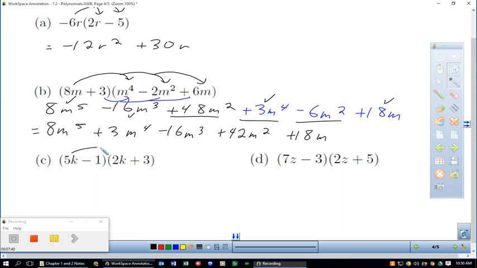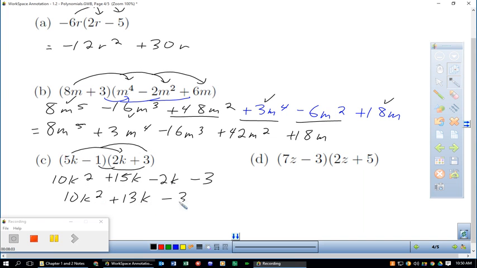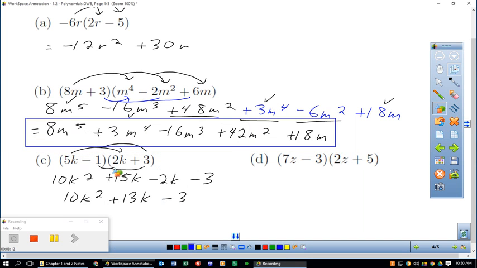So 5k times 2k is 10k squared. Let's see, we've got 15k. Then here we have minus 2k minus 3. So combining like terms, 10k squared plus 13k minus 3. Okay, and I probably should box these in.